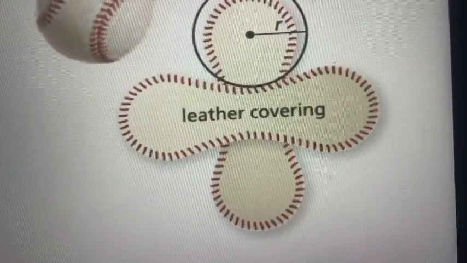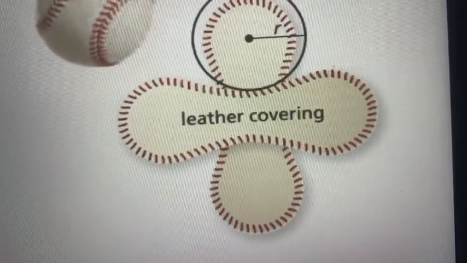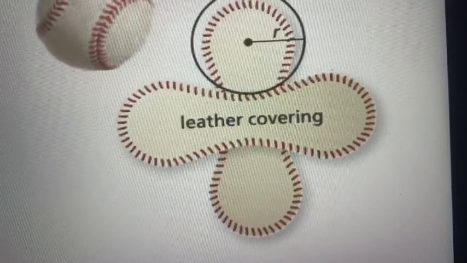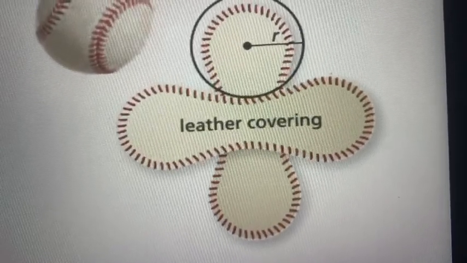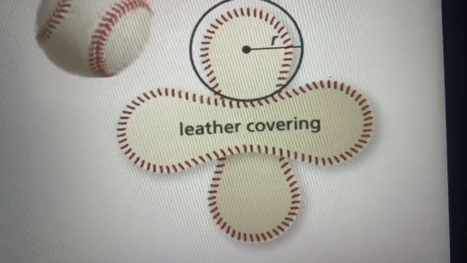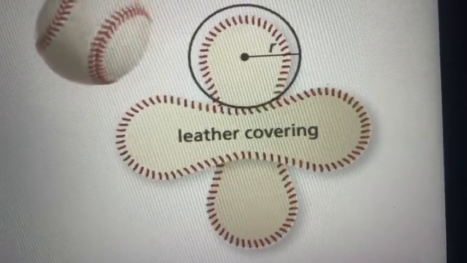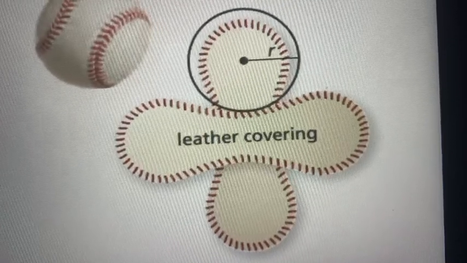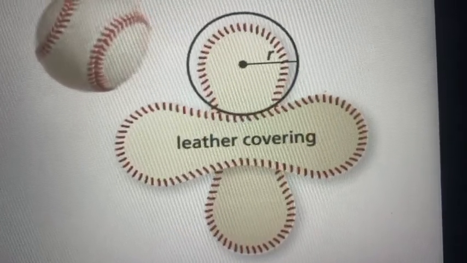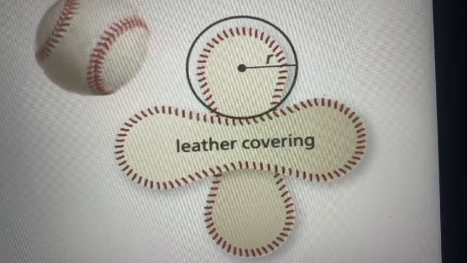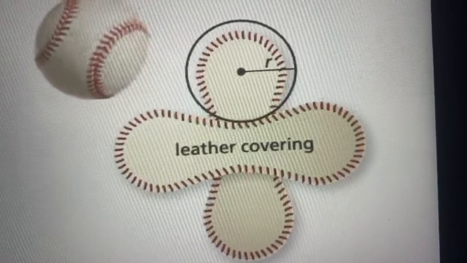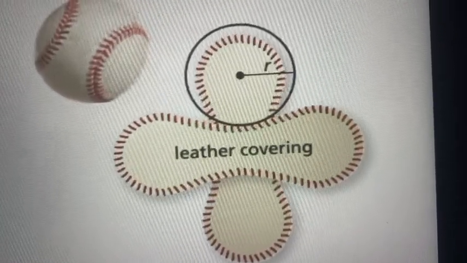Let's think about a baseball. If we were to take the baseball apart, the surface area of the baseball is shown from two congruent shapes, each of them looking like two joined circles. So the entire covering of the baseball consists of 4 circles, hence 4 times pi r squared, which is how we find the area of a circle.